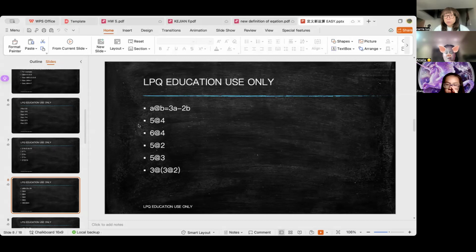A at B equals 3A minus 2B. So what does it mean? That means the number before "at" is going to be times 3, minus the number after the "at" times 2. Understand? Okay, so all of you, please do this question.